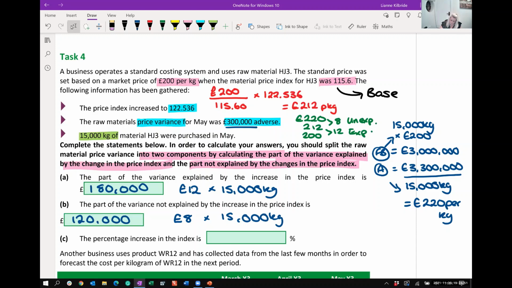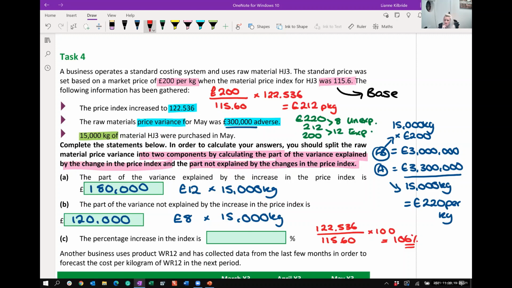So in terms of the percentage increase, all you would do is take the current price index and divide it by the base index. If you multiply that by 100, it should come out at 106. So what we can see there is there's been a 6% increase.